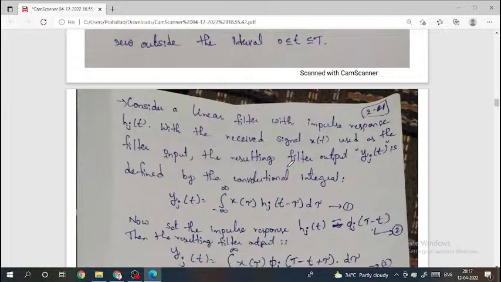Next, the resulting filter output yj of t is defined by the convolution integral. You know very well about this expression. How can we write the expression for the filter output in terms of impulse response? yj of t is equal to the integral from minus infinity to infinity of x of tau into hj of t minus tau d tau. This is from signals and systems.